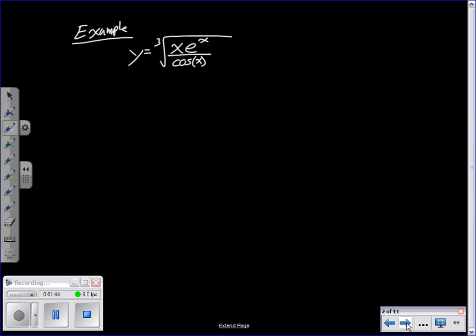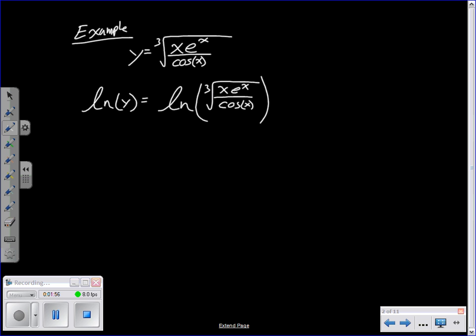So let's do that. Let's take the natural log of y equals the natural log of the cube root of x e to the x divided by cosine of x. What I can do at this point is use some properties of logarithms in order to really simplify this function down to where I have some really nice, easy logarithms that I can differentiate using my log rule.